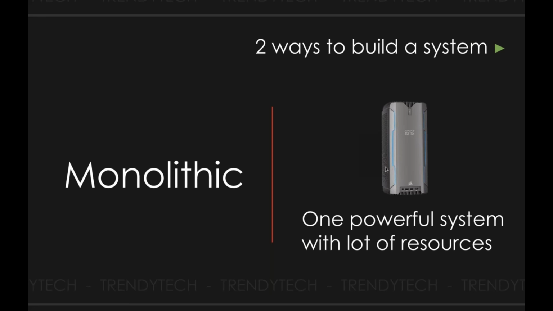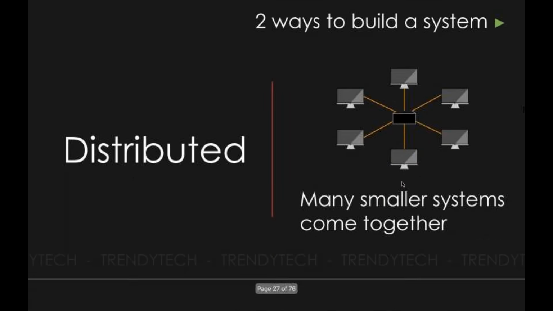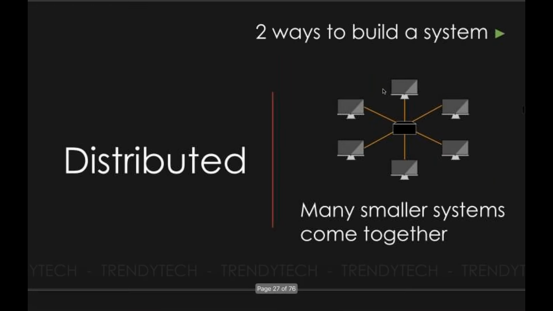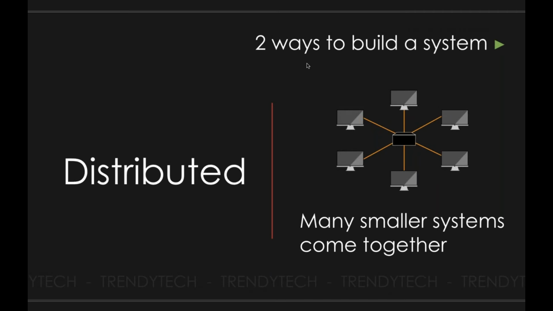But for now, understand that monolithic means one big powerful system, just like shown in this case. On the other hand, distributed means many systems, but ideally smaller systems. And each system is technically called a node. For example, this might be node 1, this will be node 2, 3, 4, 5, 6. This is a 6-node cluster. Together it is called a cluster.